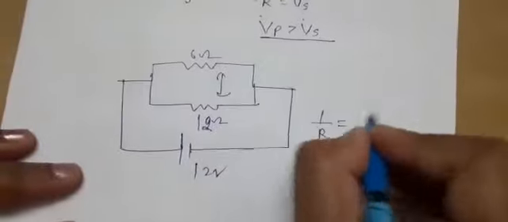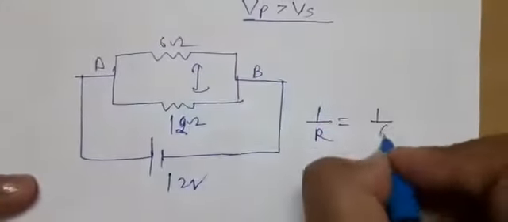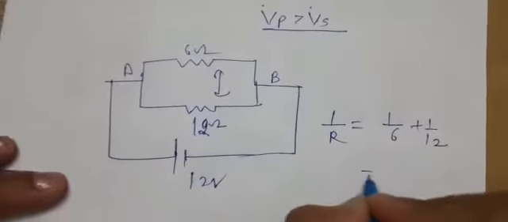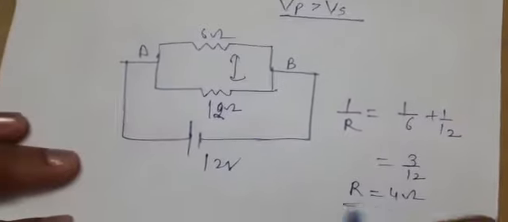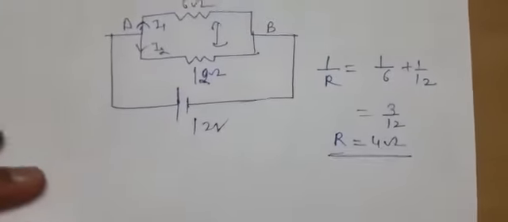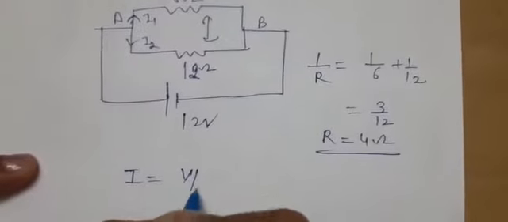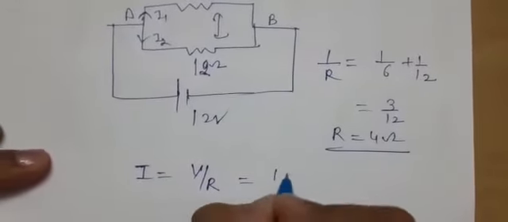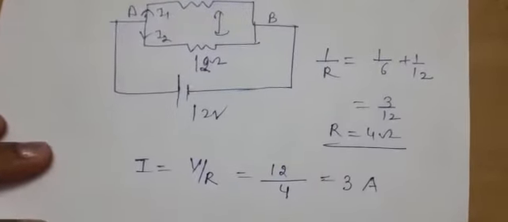So the equivalent resistance between these two terminals A and B will be 1 by 6 plus 1 by 12. This will be 3 by 12, so R will be 4 ohm. Now current I1 flows through this branch in the upward direction and I2 in this one. We have calculated the equivalent resistance. What is the total current flowing? Apply Ohm's law, V upon R. Voltage is 12, total equivalent resistance is 4. So total current is 3 ampere.